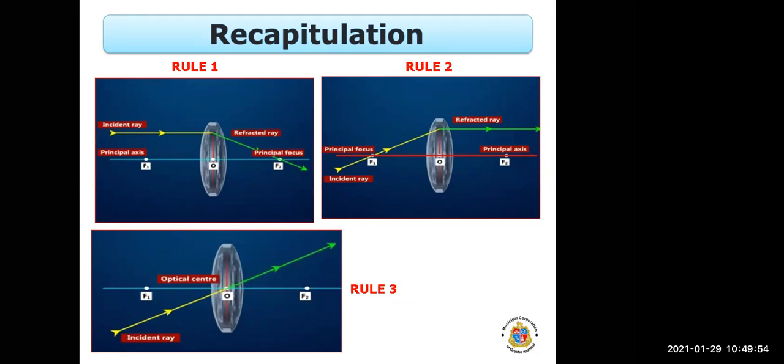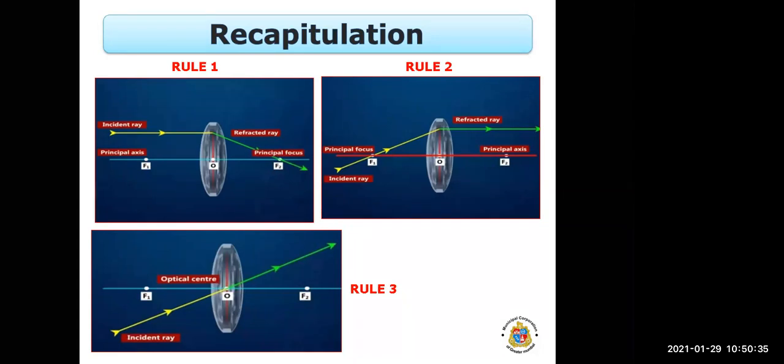Then the third rule is that when the incident ray passes through the optical center of the lens, it passes without changing its direction. It will pass as it is. From the point O, you can see point O is the optical center. So if the incident ray passes through this optical center of the lens, then it will pass without changing its direction. Whereas in rule number 1 and 2, the direction of the incident ray changes. But for the third rule, if any ray passes through O, then it will not change its direction. It will pass as it is.